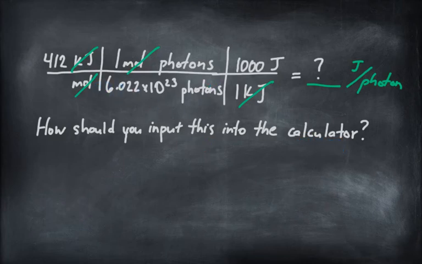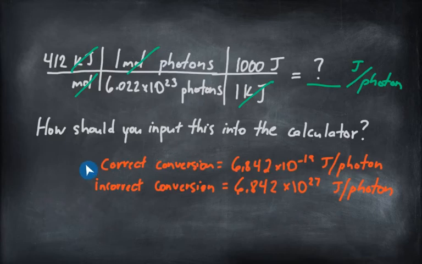The thing that is causing the most trouble for you all is this value here, Avogadro's number. If you're not careful when you put this value into your calculator, because of the times 10 to the 23, it will mix up order of operations, and instead of getting the correct answer for this conversion, which is 6.842 times 10 to the minus 19 joules per photon, some are getting 6.842 times 10 to the 27 joules per photon. The reason this is happening is because of how you are inputting this conversion into the calculator. So how should you do this?